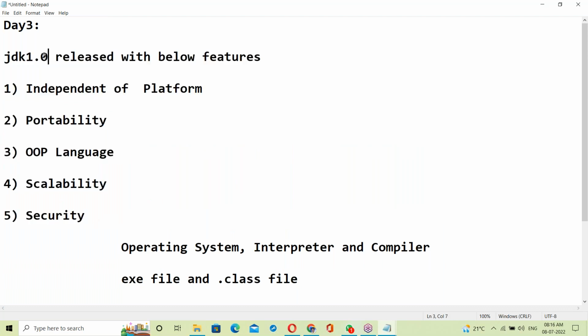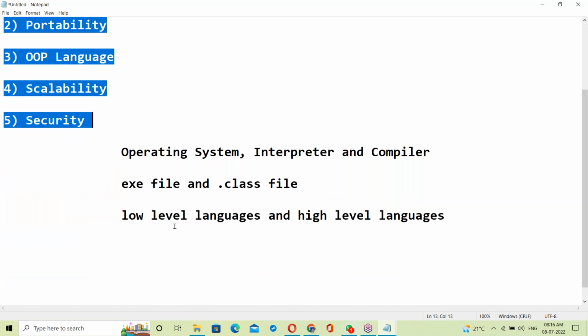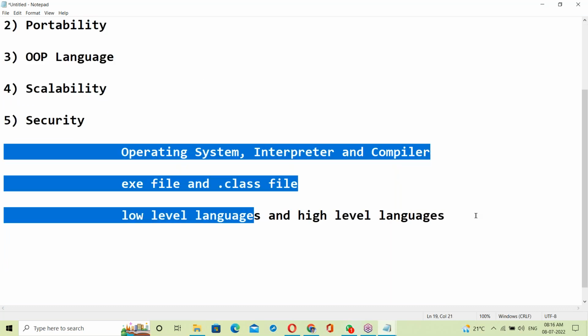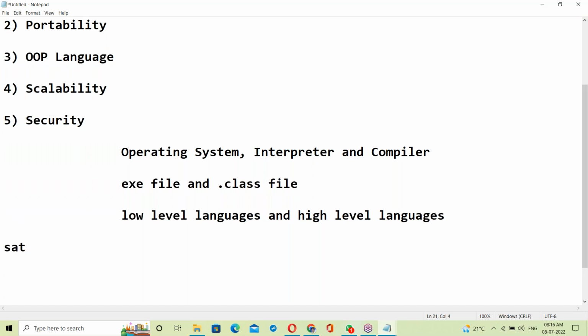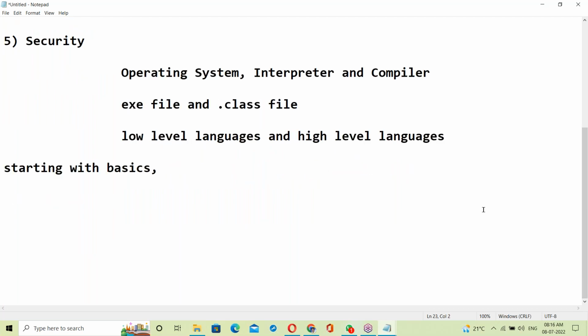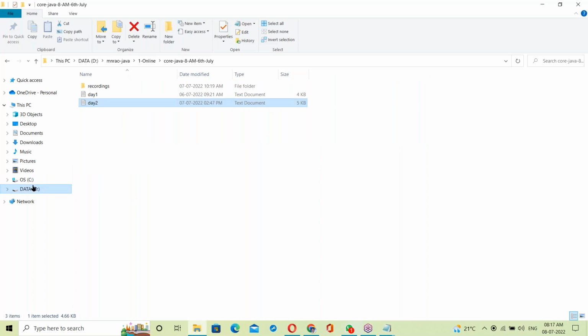Before going to these features, let us start with basics. I'm starting with basics, right from the scratch, software basics. So before going to Java, there are some basics.